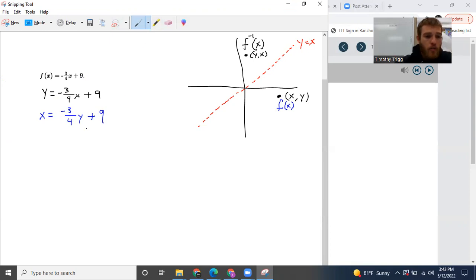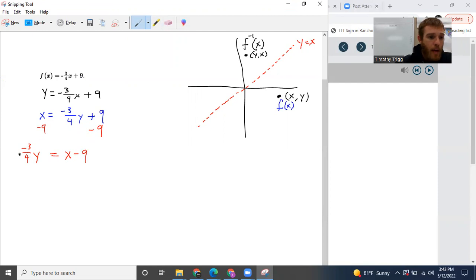Well, what would I do first to solve for y? One thing we can go ahead and do is we can go ahead and subtract 9 on both sides of the equation. Again, I'm trying to solve for y. Also, I'm going to put this negative 3/4 y on the left side of the equation. And over here, we'll have an x minus 9. You can't combine these terms because they're not like terms.